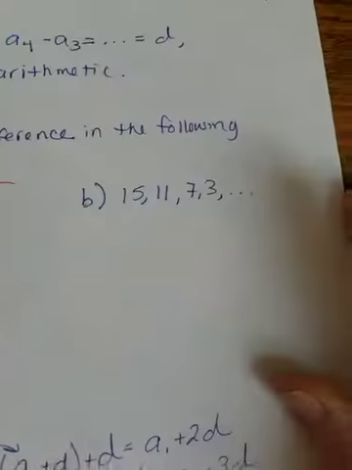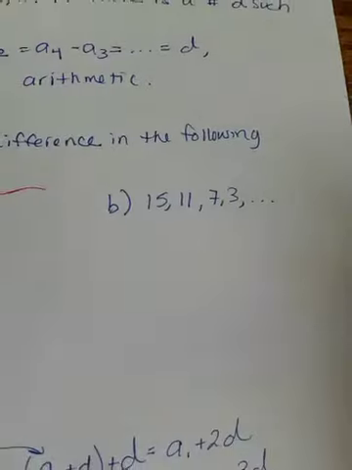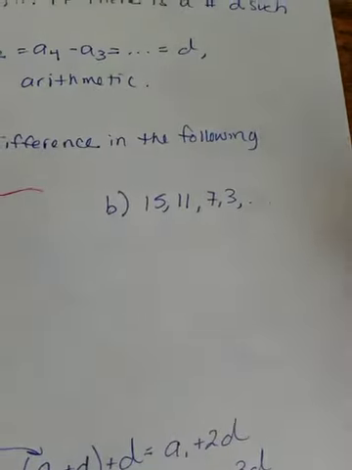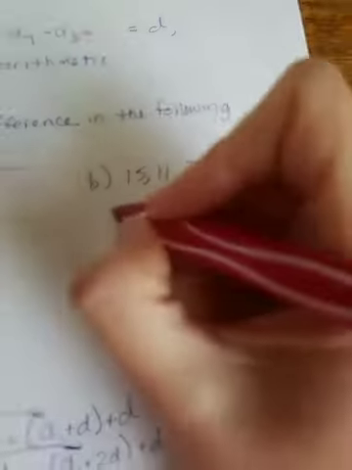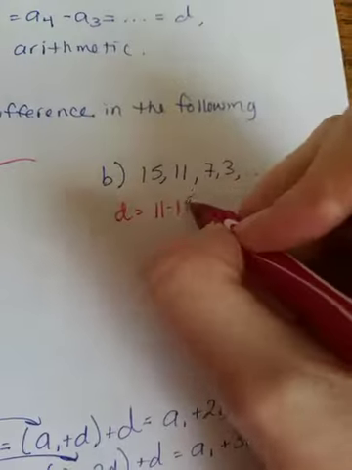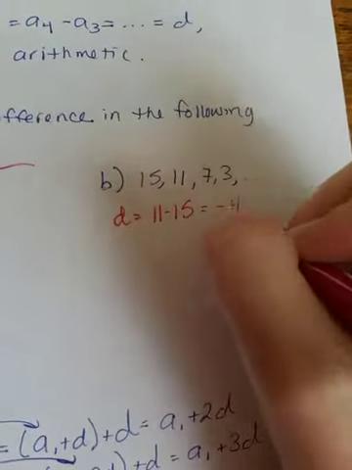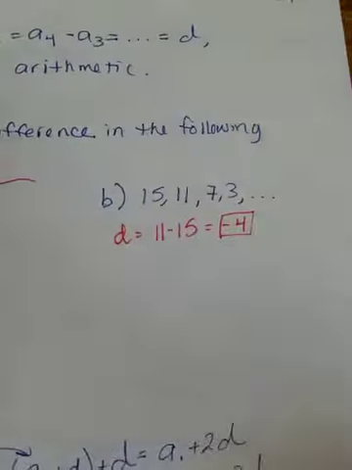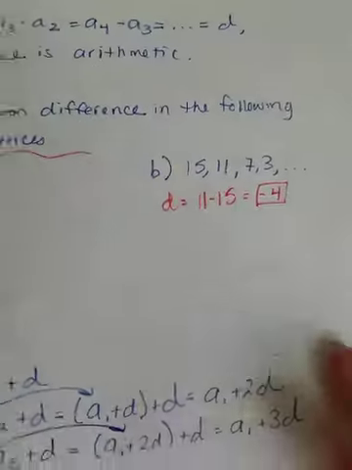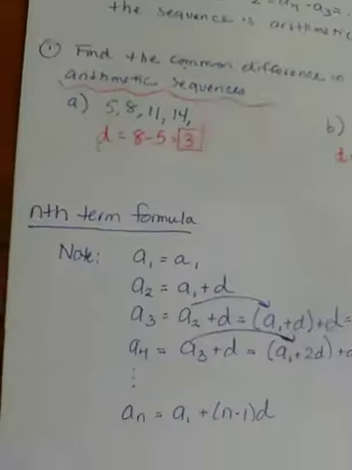For b, if you had 15, 11, 7, and 3, again, pick any two consecutive terms. You always take the second one that you choose minus the first. So if I did 11 minus 15, d in this case is negative 4, and that's okay because that's just adding a negative number, which is fine.